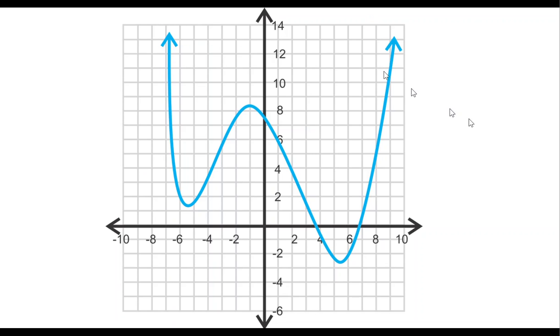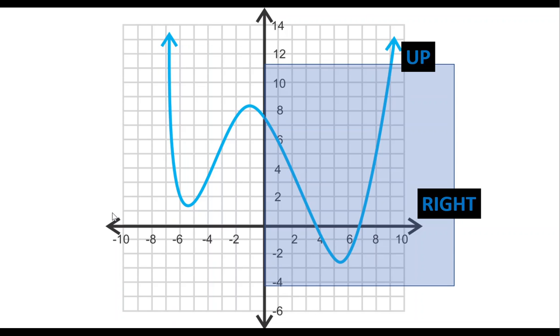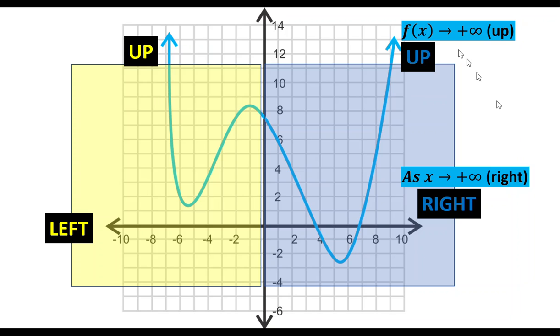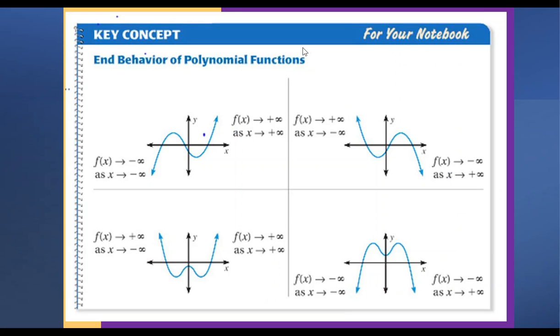So you have other functions, and some of them might look like this. This is still the right-hand side, that's still the left-hand side. In this case, this function is rising on both the right side and the left side. First you say as x is approaching positive infinity, the function is approaching positive infinity. As x is approaching negative infinity, the function is approaching positive infinity. And you can have different types of behaviors.